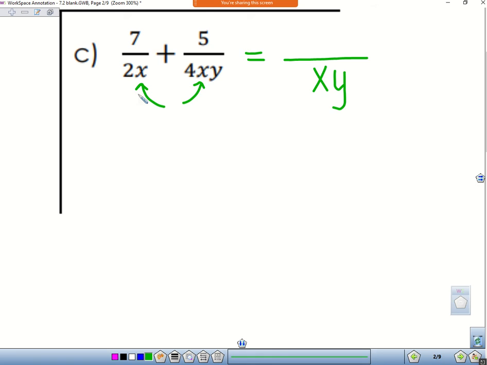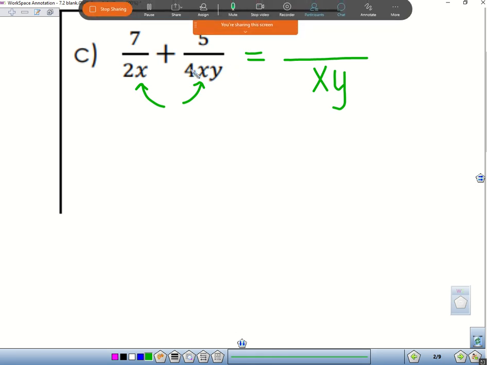Thank you. All right. And what's our numerical common denominator? 4. Does everybody understand why it's 4? Because basically it has a factor. They can both go into 4.